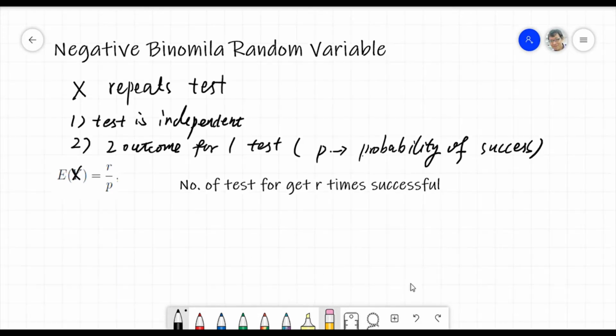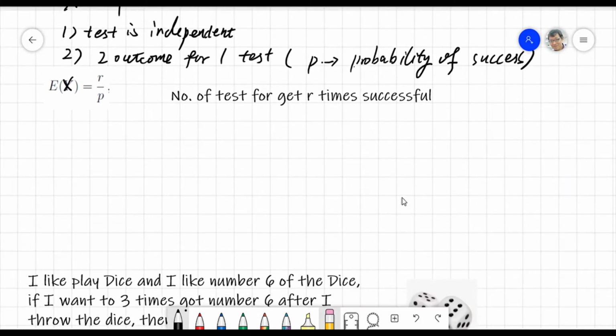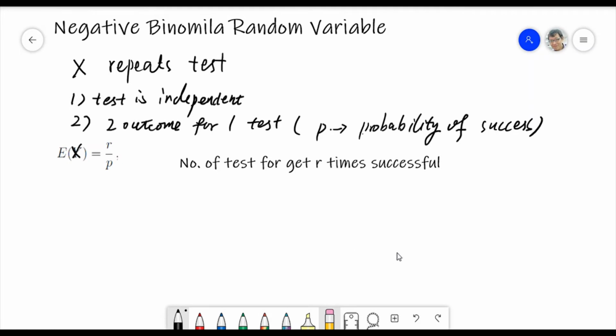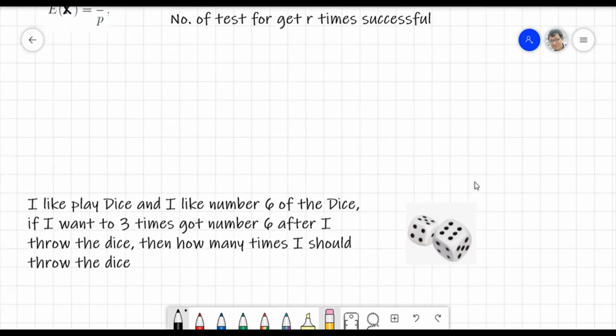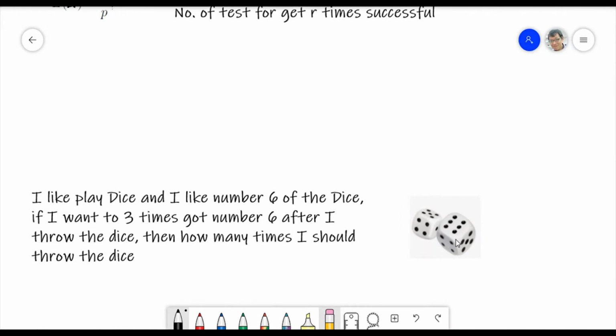Let me give you an example, so you know it very clearly and can assess what a negative binomial random variable is. Here, this is my favorite. I like casino. Yes, and I like to play dice, and I like number 6. I'm not sure what you guys like, but I like 6. Here I just play the single dice. I don't play the two dice together. Sometimes, but in this example I just use one dice.